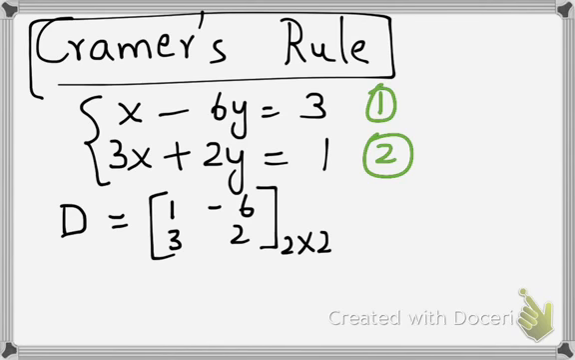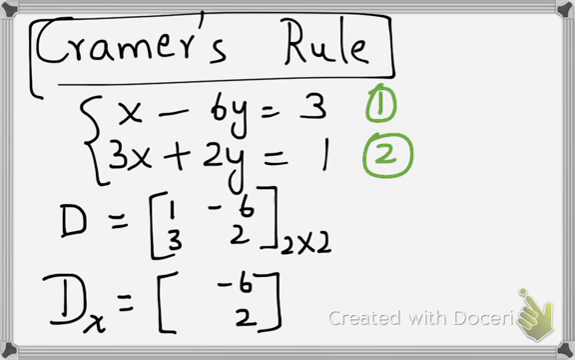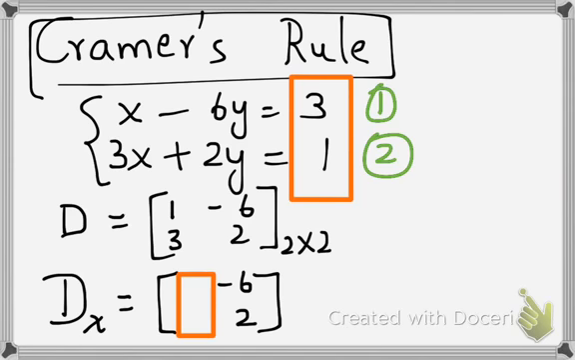The next thing is if I want another matrix called D sub x, rather, Cramer's rule wants it, all you have to do is remove the coefficients of the x's from D. I'll repeat. Remove the coefficients of the x's in your D matrix and replace it with the constants in place of that. So 3 and 1 come in and sit in place of the coefficients of x's in the D matrix.